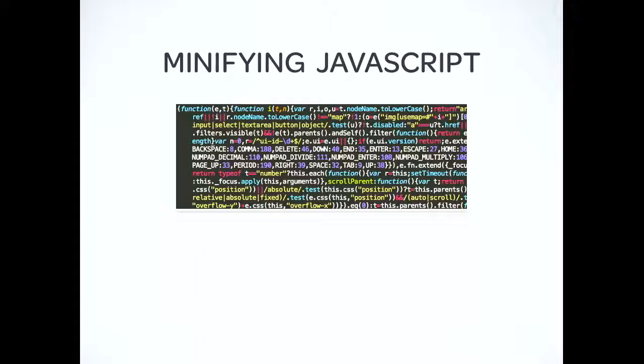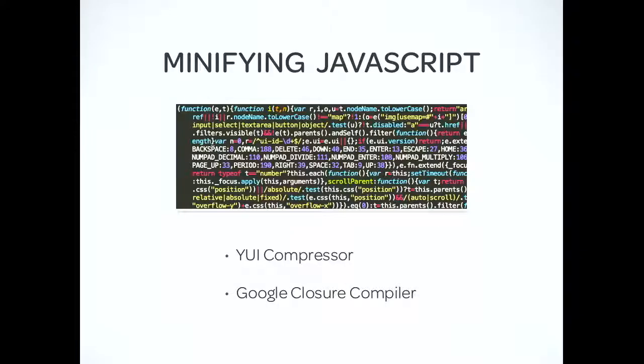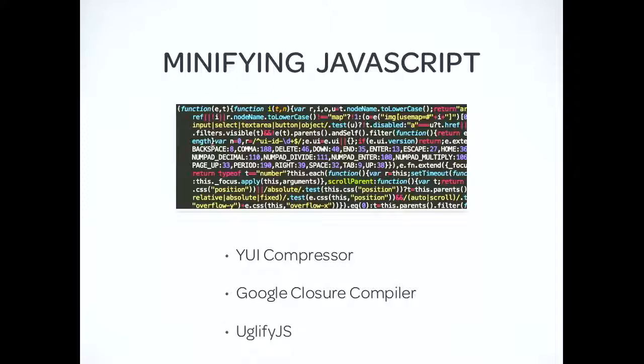Some of the most popular minifiers for JavaScript are the YUI compressor, which can process both minified JavaScript and CSS. So we can download that at developer.yahoo.com/YUI compressor. We also have Google Closure Compiler, which is similar to the YUI compressor. It parses JavaScript, then rewrites it and minifies it. And next, we have uglify.js, which you can grab at github.com/mishwho/uglify.js.